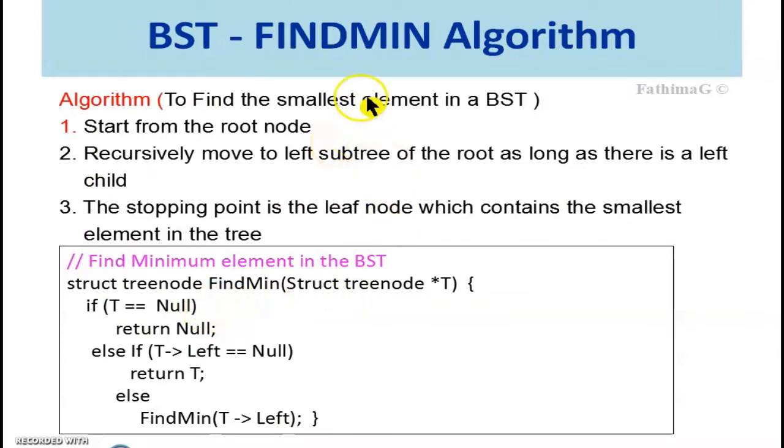Let us see the algorithm for the find-min operation. The find-min function is used to find the smallest or the minimum element in the BST. To perform this operation, start from the root node. Recursively move to the left subtree of the root as long as there is a left child. The stopping point is the leaf node which contains the smallest element in the tree. Following the algorithm, the routine for find-min is given here. It returns the pointer to the smallest element in the tree.